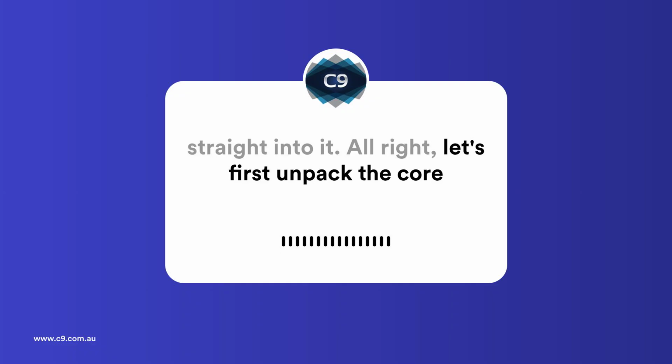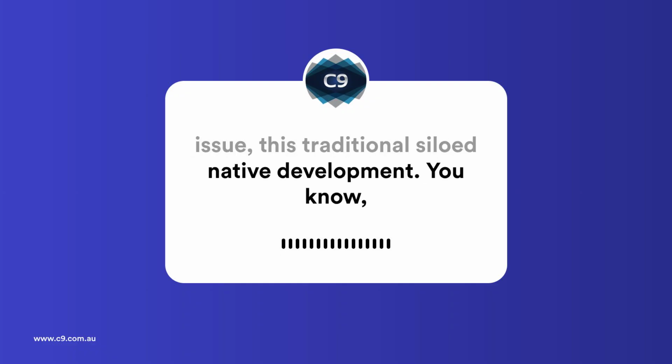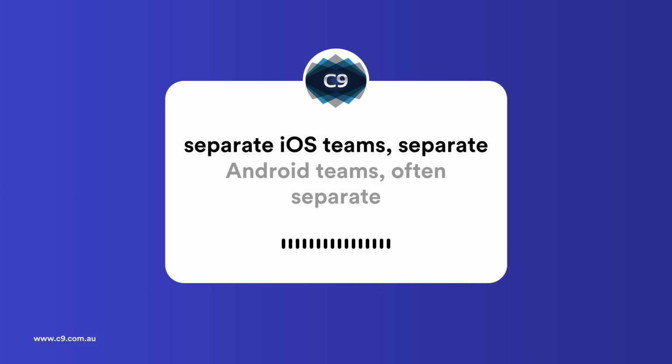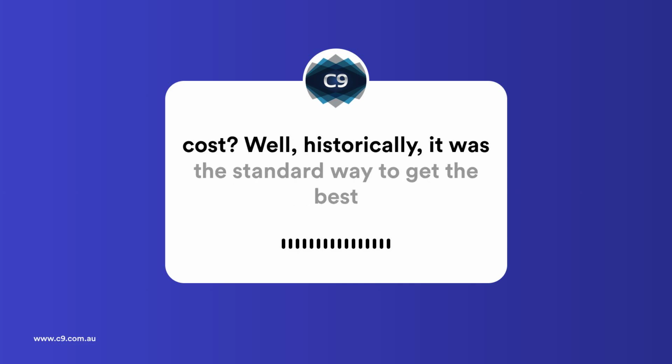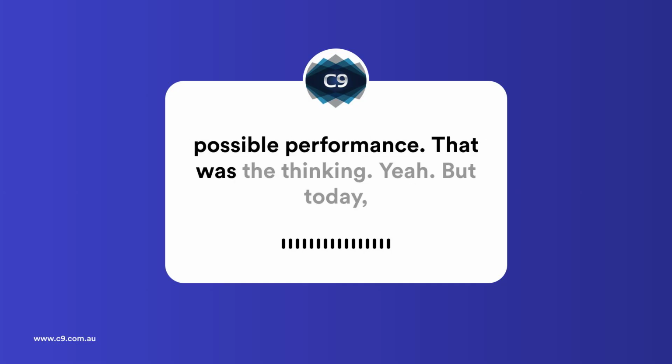All right, let's first unpack the core issue, this traditional siloed native development. Separate iOS teams, separate Android teams, often separate code bases. Why is this still happening, and what's the actual cost? Well, historically, it was the standard way to get the best possible performance. That was the thinking.